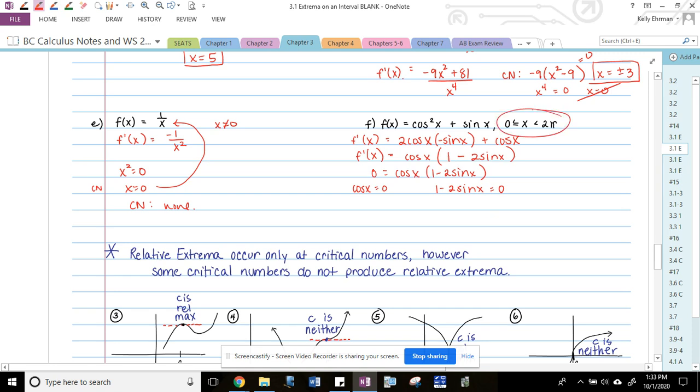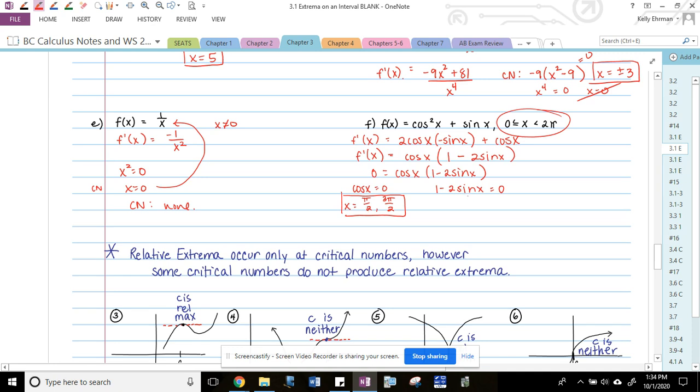We're on the interval 0 to 2 pi. Okay, so we only have to think about one rotation around the unit circle. Where is cosine x equal to 0? At the top and the bottom of the circle when the x coordinates are 0. Pi over 2 and 3 pi over 2. Is the original function defined at those values? Yes, there are no vertical asymptotes for cosine or sine. So both of those are critical numbers.